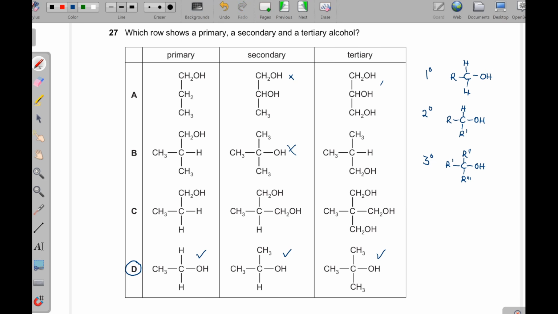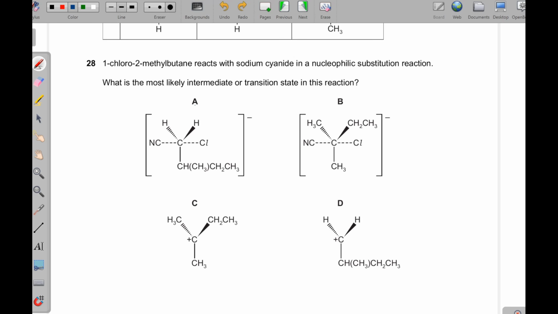When you come to this one here, it is primary, yes. But then when you come to this one here, there is primary, and also this one is primary. So it fails. The whole thing fails. That's why our answer is what? D. Question 28.